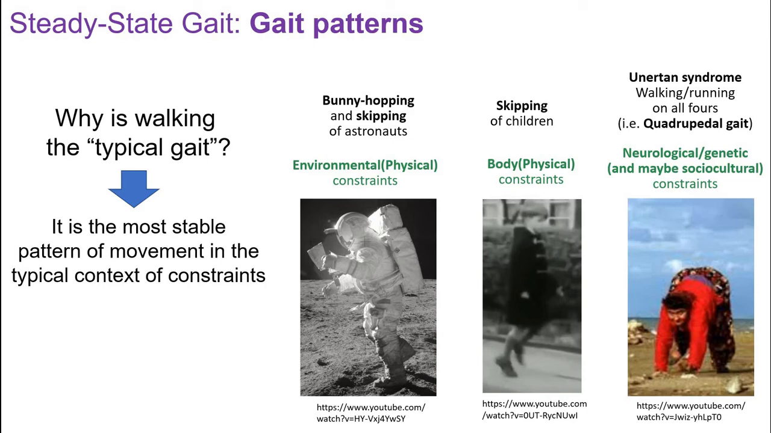Unna-Tan syndrome provides a glimpse into other constraints that affect why a particular form of locomotion becomes typical. Persons affected by this syndrome have been found to walk on all fours. Unna-Tan syndrome is a syndrome proposed by a Turkish evolutionary biologist named Unna-Tan to classify the symptoms he observed in a family in southern Turkey. Investigations suggest that there are neurological, genetic, and potentially even socio-cultural factors that underlie why people in this particular family locomote quadrupedally.